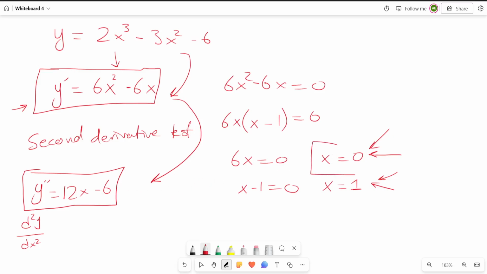We substitute our x value of the turning point we found. So if we're interested in the first turning point where x was 0, we substitute into 12x minus 6 and see how much it gives us. 12 times 0 is 0, minus 6 is negative 6.